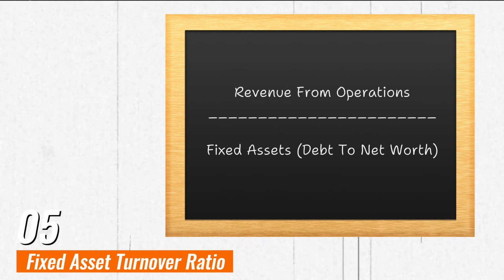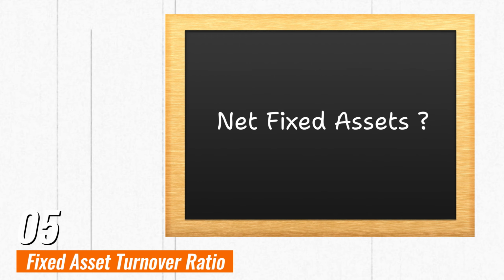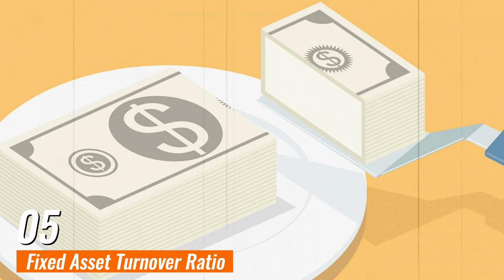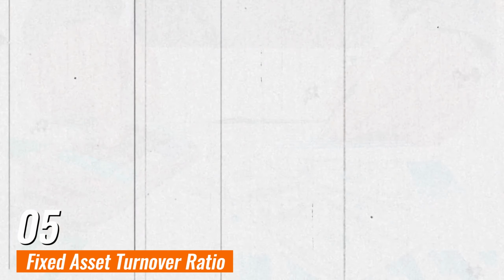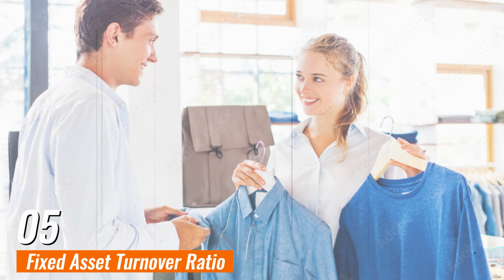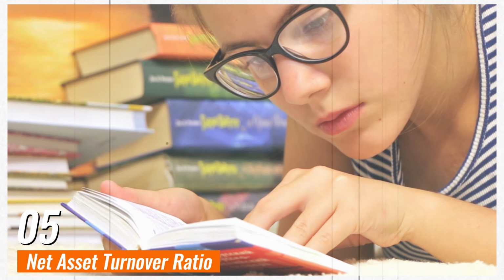Now, what is the meaning of net fixed assets? Net fixed assets simply means that the assets should be net of depreciation. That is, the depreciation should be deducted from the fixed assets amount. Okay, so this was the formula for the fifth one, which calculates whether the fixed assets involved are generating more sales or not. Now let's come to the last formula, number 6, that is the net assets turnover ratio.